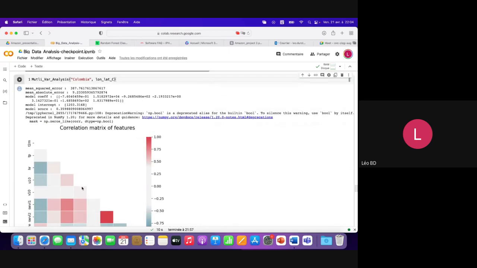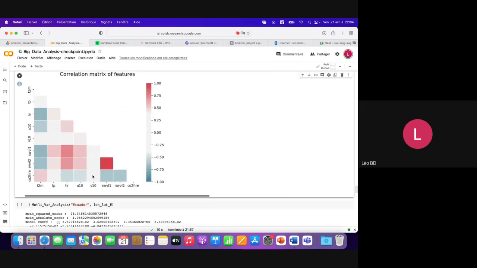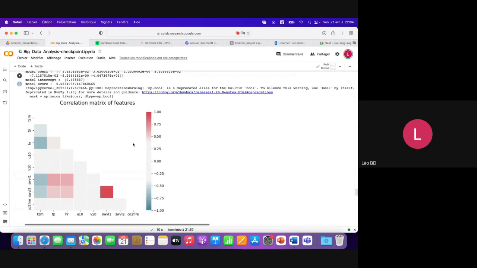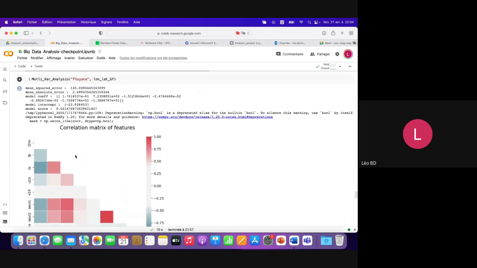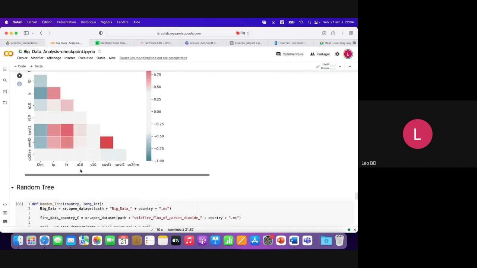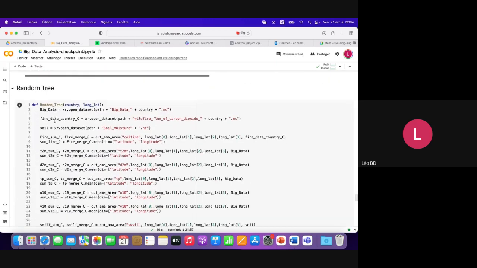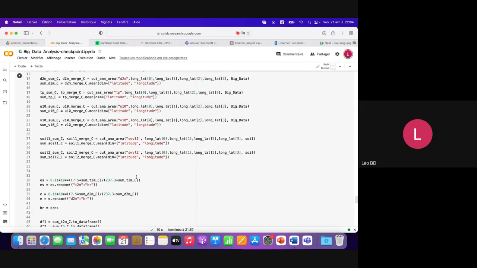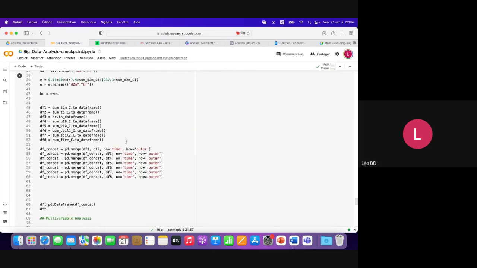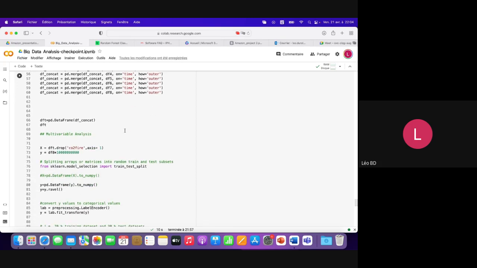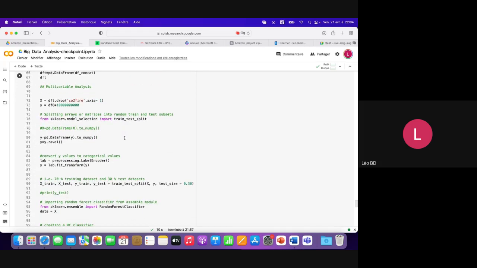Now this is the plot for Colombia. This is the plot for Ecuador, and this is the plot for French Guiana. Now we go into the random tree part, and again I define a function that is almost the same as before because we use the same library, but at the end we change some parameters, and instead of training our model with linear regression, we train our model. Let me find where it is.